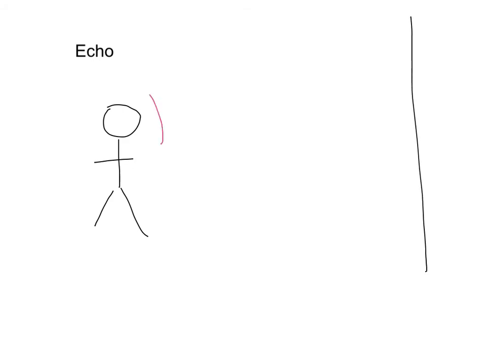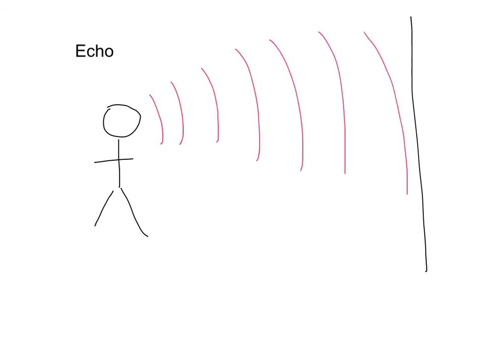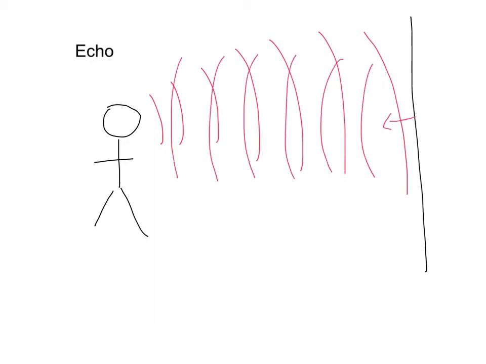Okay, now we're almost done, and I just want to speak a little bit about echo. And hopefully you all know what echo is. So here's me, and here's a wall, and then I make a sound, and then the sound comes back to me because it reflects at the wall. So it reflects and then comes back to me, right?